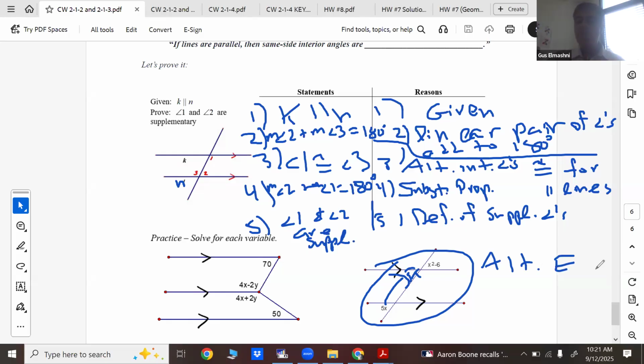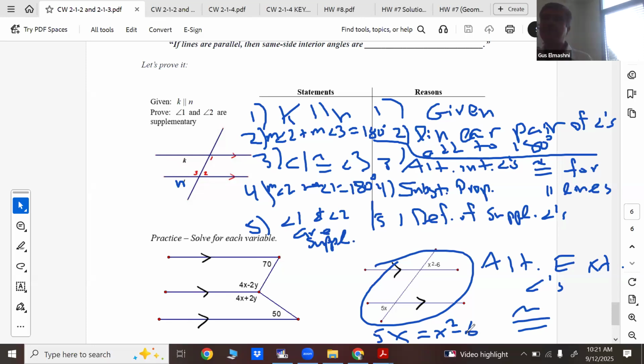And what's the relationship for all exterior angles? They're congruent. So you're going to totally set up an equation where those two are equal to each other. If those two are equal to each other, what kind of skill are you going to use to solve that? If 5x equals x squared minus 6, how do I solve that? By what method? Factor, yeah, or quad form if you want, but factoring could work.